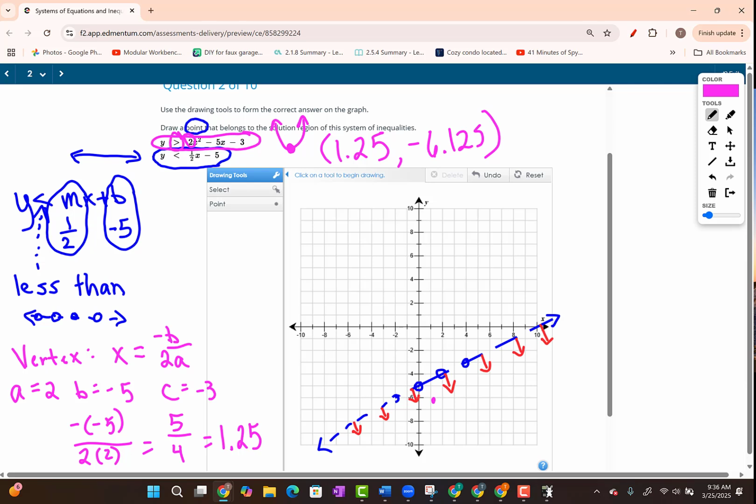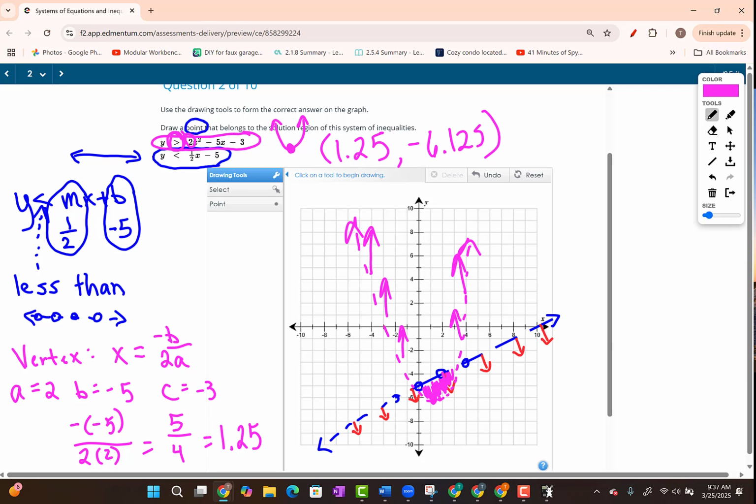This is a y is greater than, so that means it's an open dot and a dashed line. Again, I could get more specific with this, but I just know it's going to look something like that. And we want to shade all of the points that are greater than 2x squared minus 5x minus 3. So that's the points above this graph on the inside. But we only want where the shading overlaps, where the arrows pointing overlaps. So that's in this little region right here.